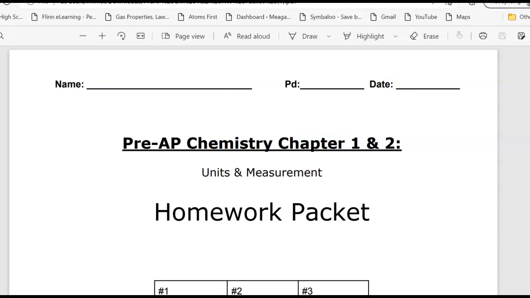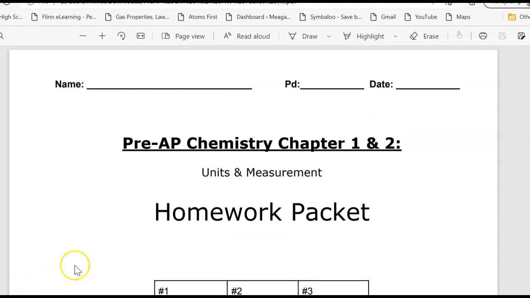So this is the pre-AP chapter 1 and 2 homework, and we're going to look at a couple of things from homework number 4, just in case maybe you're having some trouble setting things up. And then right after I post this video, I will also be posting a key for the homework so that you can maybe check some things so that way you can know, are you doing it correctly.